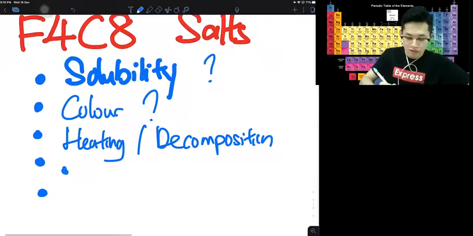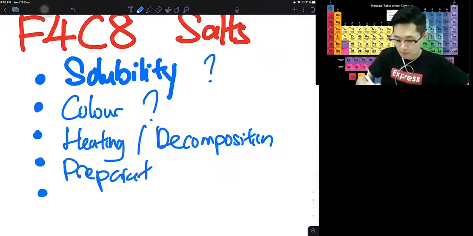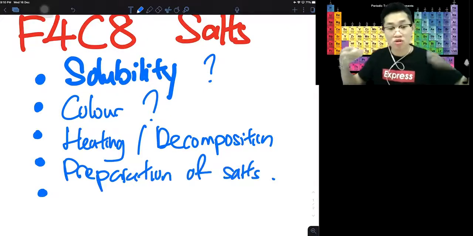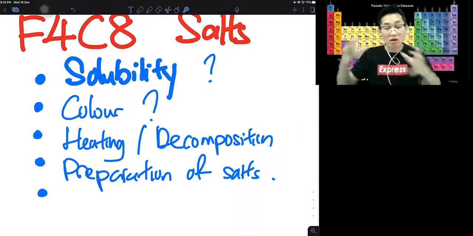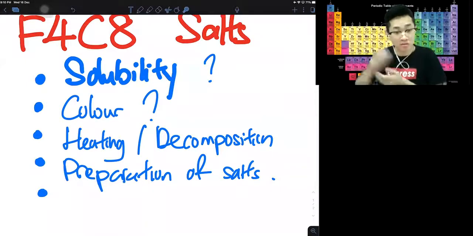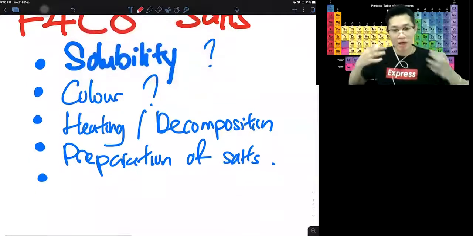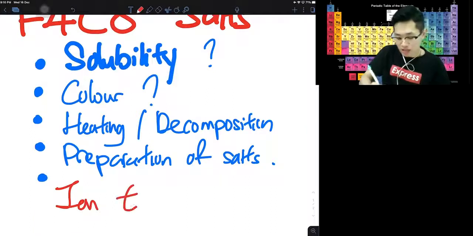And then we also have the preparation of salt, which is how to make a salt. They will want you to write an essay on how to make the salt, or the procedure. Remember what came out in your exam. And then lastly, what I want to focus on today, the ion test.